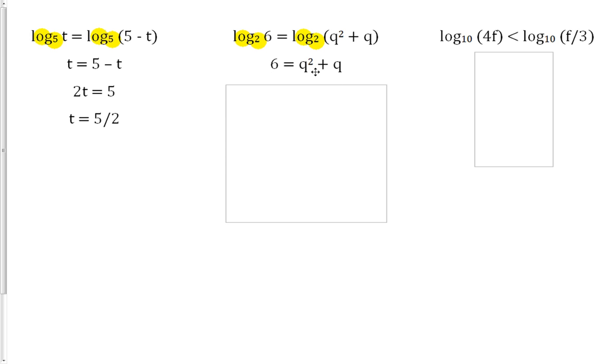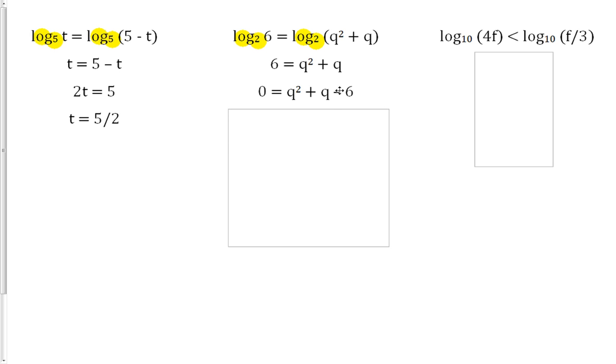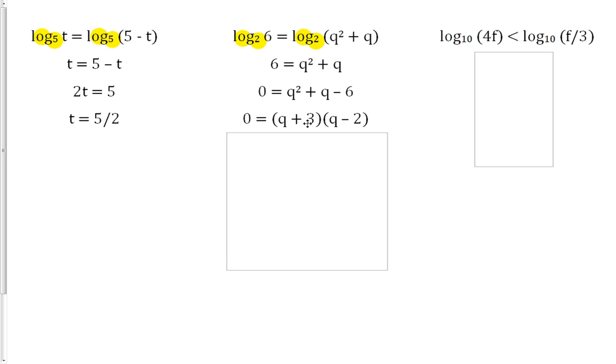Now, this is a quadratic, so let's move our 6 to the other side, set it equal to 0, and factor. Once we have this here, we factor it into q plus 3 and q minus 2, which gives us the solutions q equals negative 3 or q equals 2.